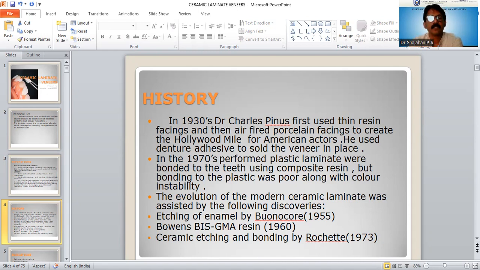The ADA specification number for agar is 11. So that you can remember very easily: A stands for 1, and agar has two A's, so 1 1. Okay, so don't forget, that's very easy to remember.